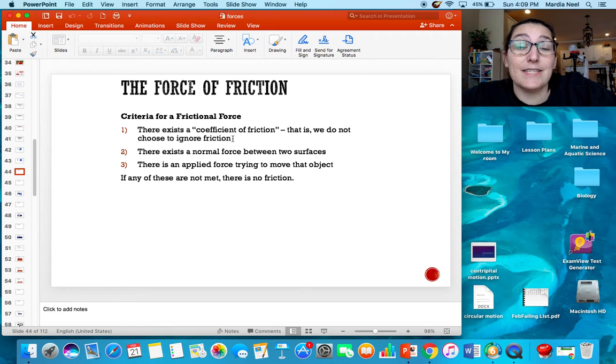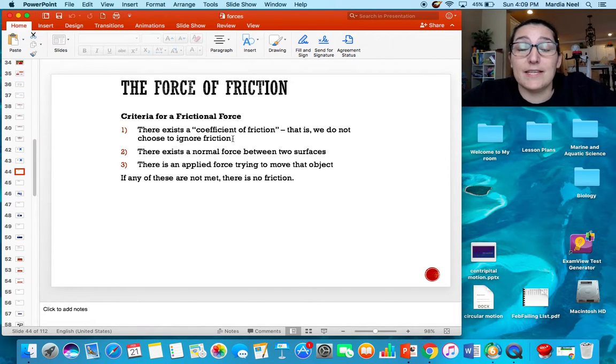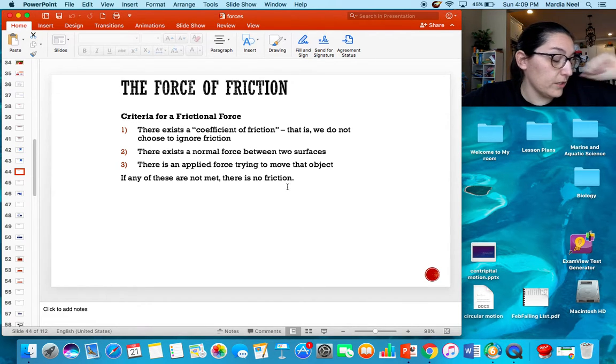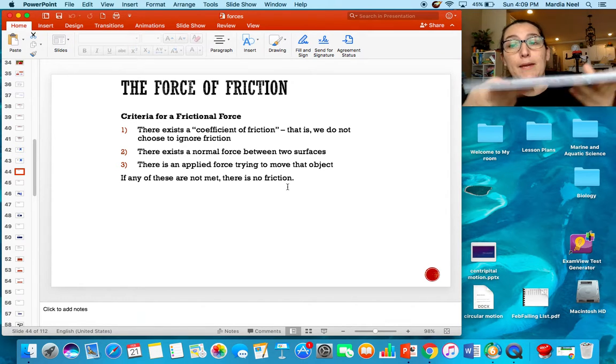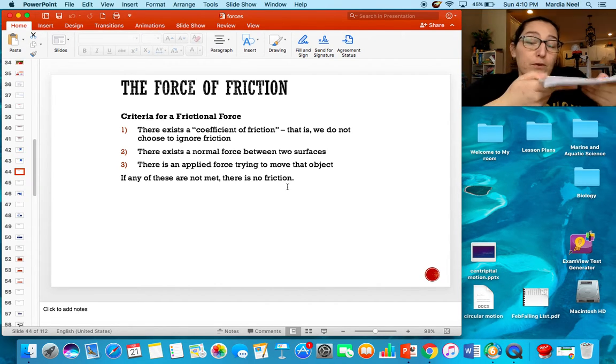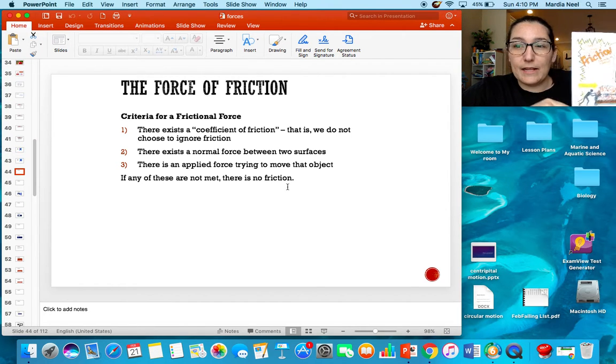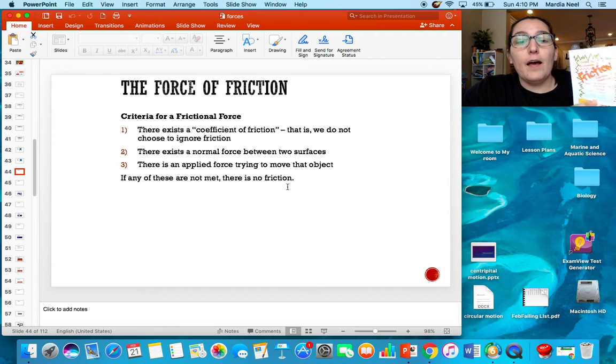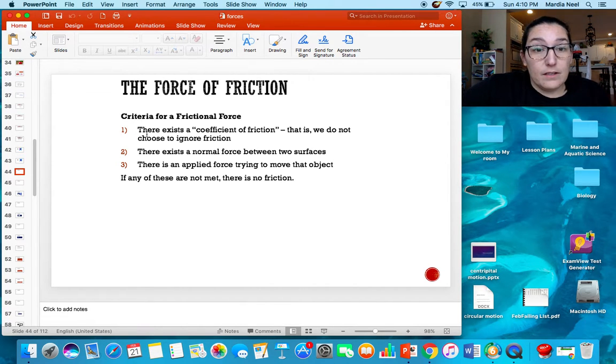It has to be given to you, or the problem has to say that we're including the force of friction in it. There has to be a normal force between the two surfaces. So a normal force is the perpendicular contact force exerted by a surface. For instance, when I lay my papers on a table, gravity is pulling my papers down, but they're not going through the table because the table is pushing up on my papers, and that pushing upward is a normal force. We're going to get into that more with Newton's third law, but just know the gist of it for now. And also there's an applied force, or someone is trying to move something. So in order to work a problem, you have to know that there's a coefficient of friction. We're going to include friction. There's a normal force. It's sitting on top of something. It could be the earth as your normal force, and we're trying to move the object.